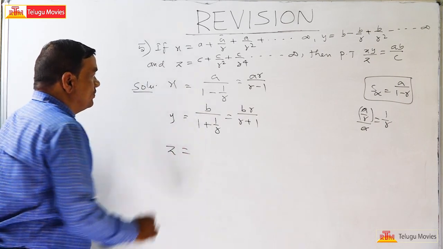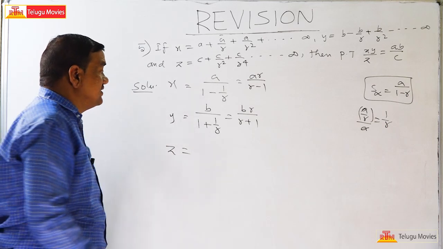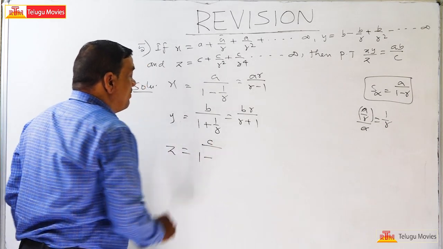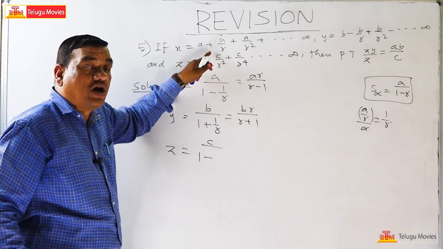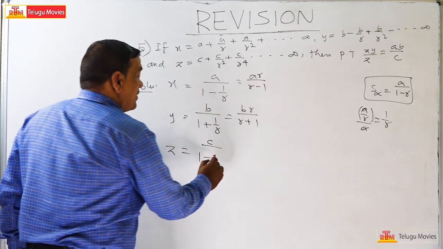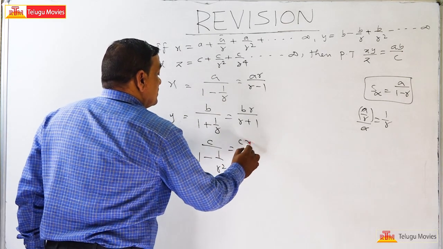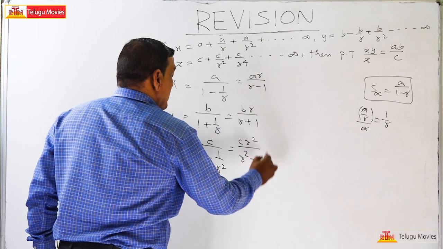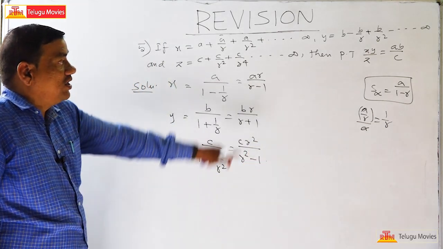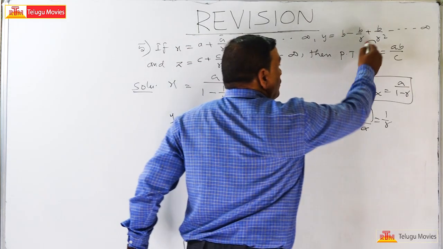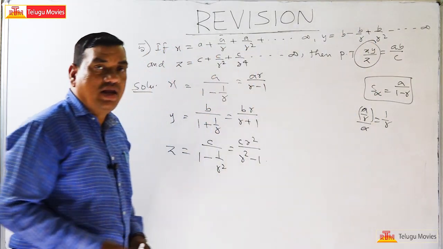Coming to the z value, here the first term is c by 1 minus r, where r means how much? The common ratio, see here, is 1 by r square. So this is c r square by r square minus 1. Now we are asked to find out that xy by z is equal to ab by c.